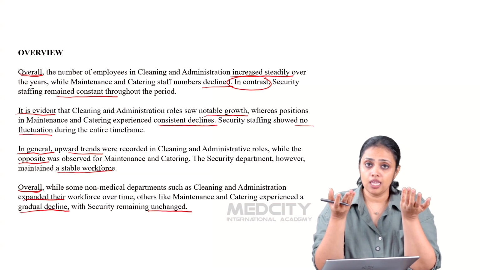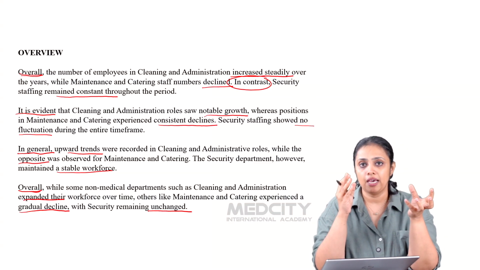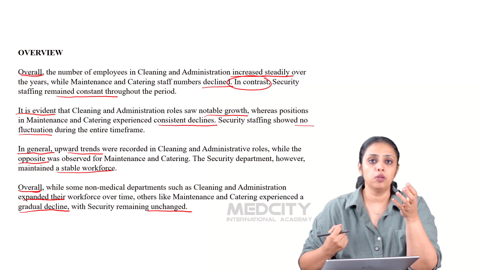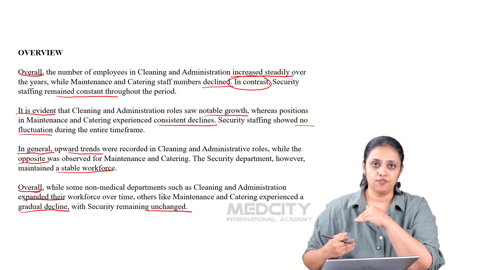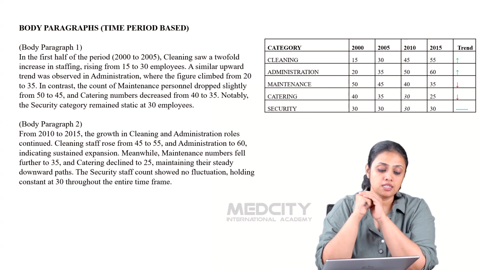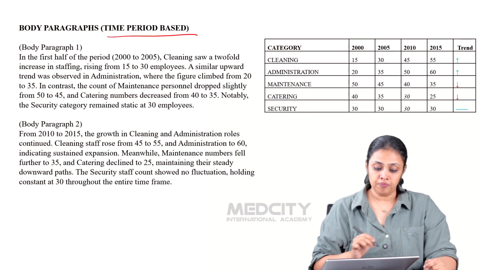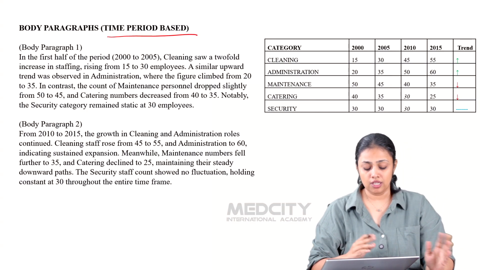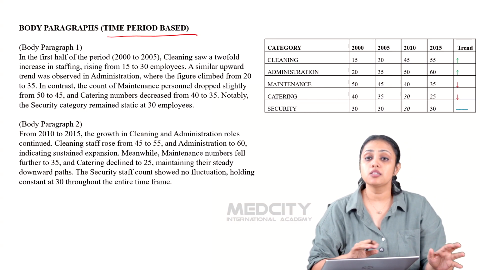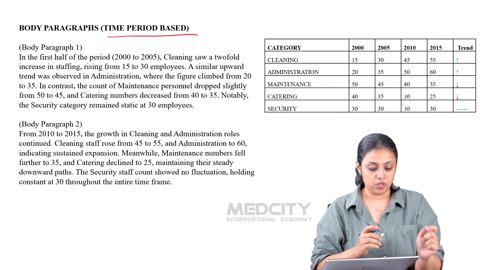Then another way is in which, based on the trends, all the increasing trends together in one body paragraph and the decreasing and the stable one in the other body paragraph. Okay. Now I'll show you examples of both these variations. Let's see the first version of body paragraphs, which is time period based. Now I've included the table also here so that it's easier for you to compare and see the sentence construction. You may pause the video to have a more closer observation.